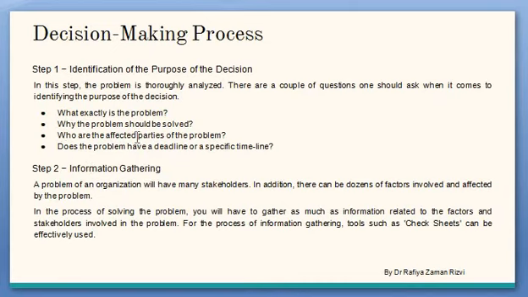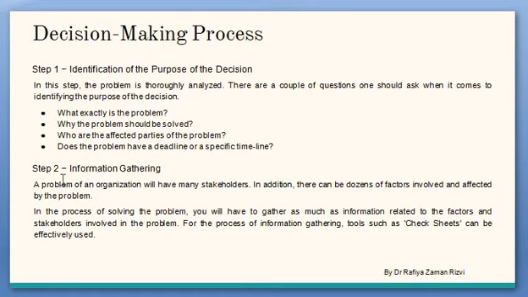Second, why the problem should be solved. What is the reason and what issues is the problem causing us? Then, who are the affected parties of the problem? How much is it impacting and who is it impacting? And finally, does the problem have a deadline or a specific timeline? It means till when it should be solved. Is it an urgent problem that has to be solved right now or maybe later?